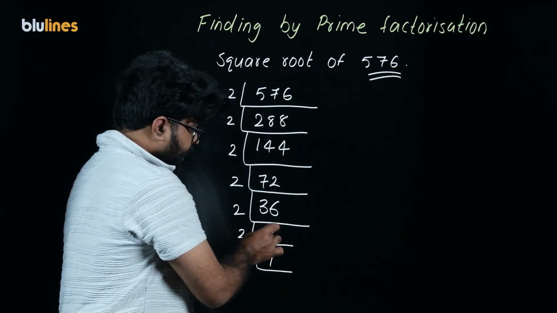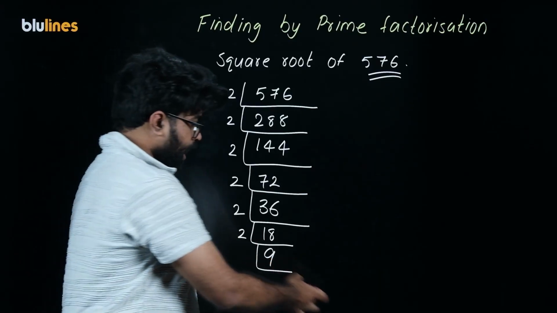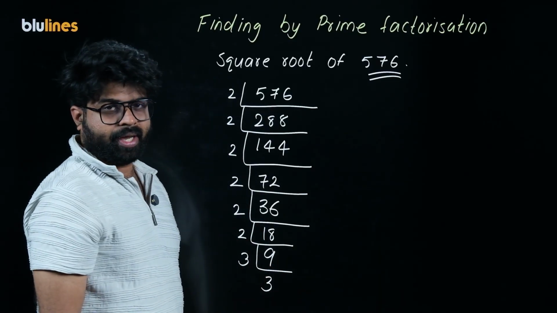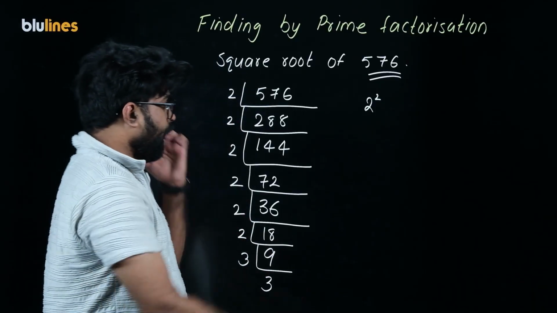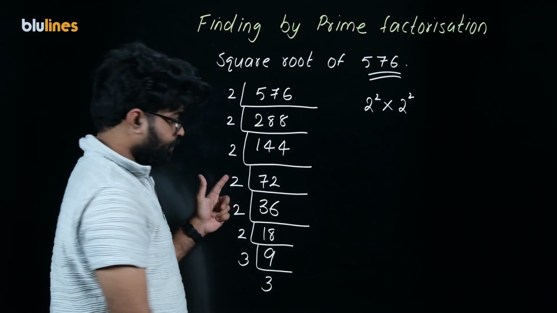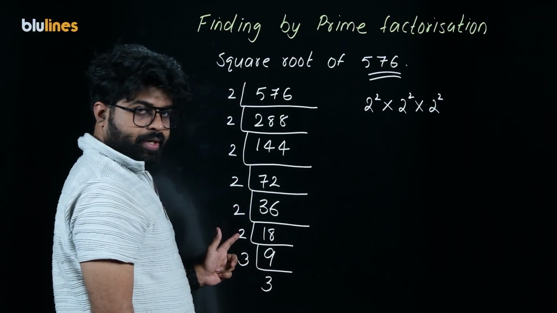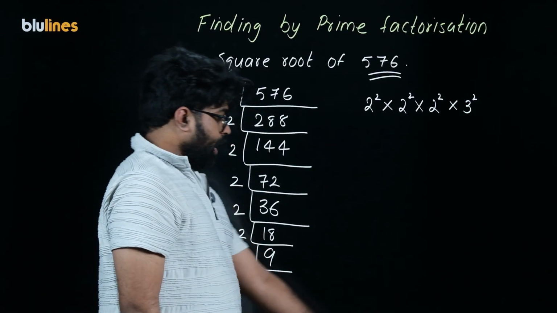Now we know that 2 is not divisible with 9, but in fact 3 is divisible with 9. So I have 3 multiplied with 3, which is equal to 9. And here comes the end. Now we can write this in such a form. We have 2 square multiplied with 2 square multiplied with 2 square multiplied with 3 square, and I can group them.